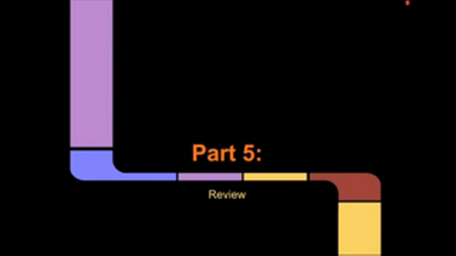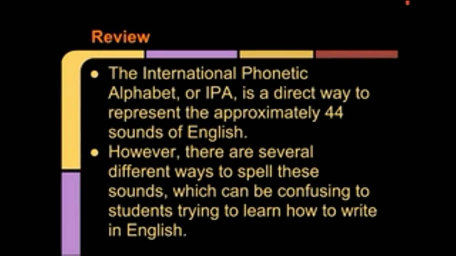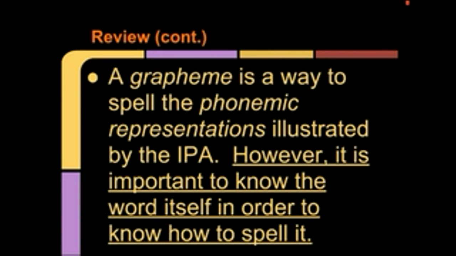Part 5. Review. The International Phonetic Alphabet, or IPA, is a direct way to represent the approximately 44 sounds of English. However, there are several different ways to spell these sounds, which can be confusing to students trying to learn how to write in English. A grapheme is a way to spell the phonemic representations illustrated by the IPA. However, it is important to know the word itself in order to know how to spell it.